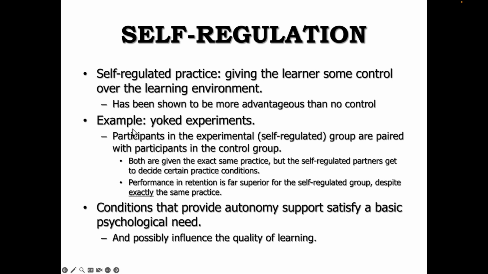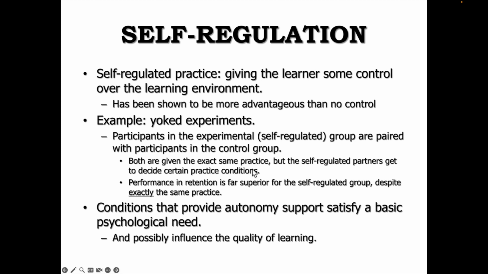One example of this is looking at these yoked experiments. In these experiments, participants in the self-regulated group, meaning that they were able to have a degree of control over their learning environment, were paired up with participants in the control group. These participants did not have control over their learning environment. Both were given the exact same practice, but the self-regulated partners got to decide certain practice conditions.